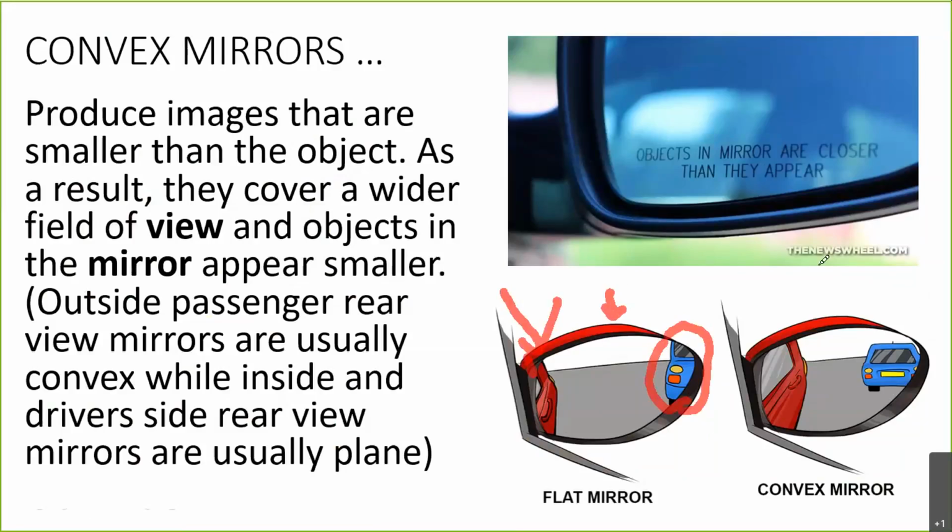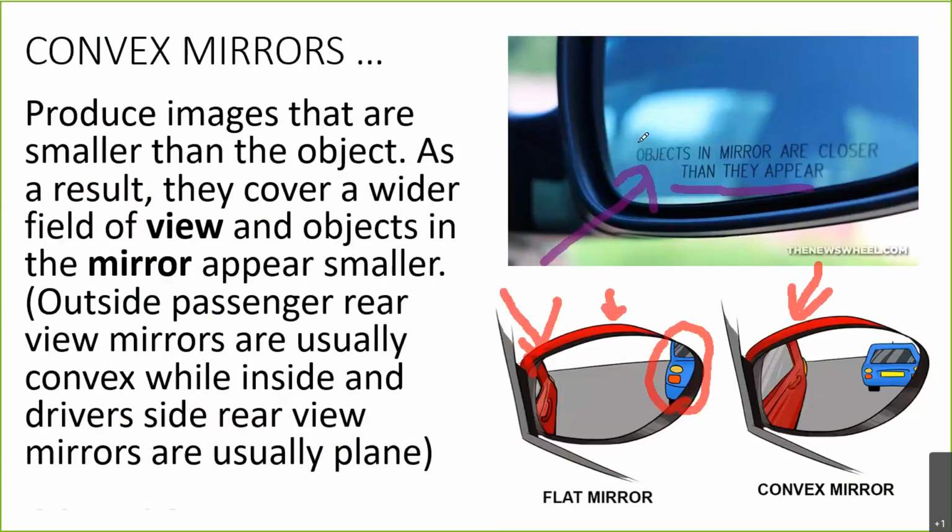So what engineers have done is utilize convex mirrors as the mirror on the passenger side. Because we're so much further away, we need to see more on that side in order to get a clear view of what's going on around us. So we use a curved mirror on that side. And if you ever notice, when you sit in the passenger seat, this warning is only on one of the mirrors. It's only on the passenger side because this is a convex mirror.